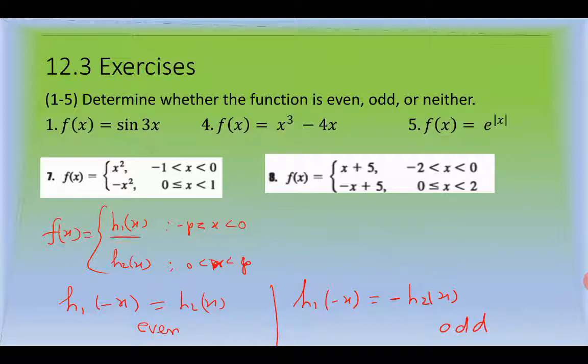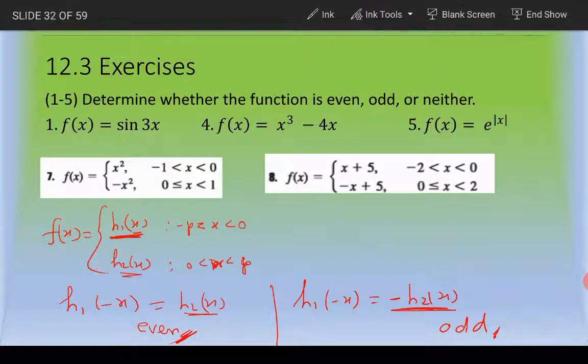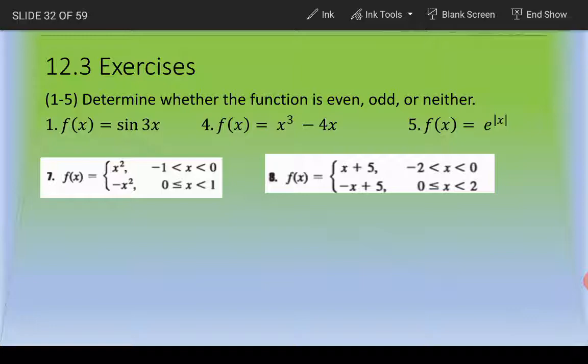Take the first part, substitute x as negative x, and check what you get. If you end up with the second part without a negative sign, you are dealing with an even function. But if you end up with the second part with the negative sign outside, the function given is an odd function. Clear? That's what we are going to do here for these two problems.